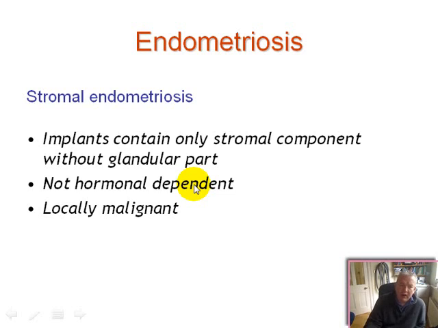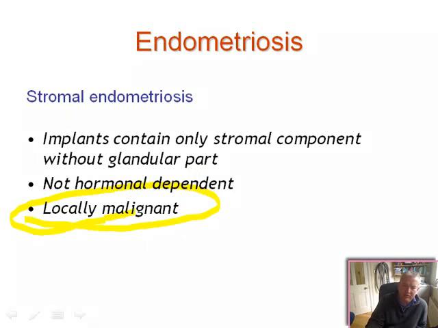Some endometriosis is described as stromal, and I'm only throwing this into the talk to say that there's a highly aggressive element of this, and it may actually be locally malignant. This is rare and really shouldn't come into your thoughts, but just from a discussion point of view, endometriosis has several forms.